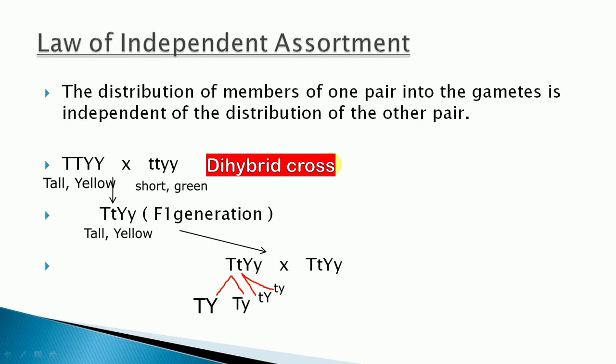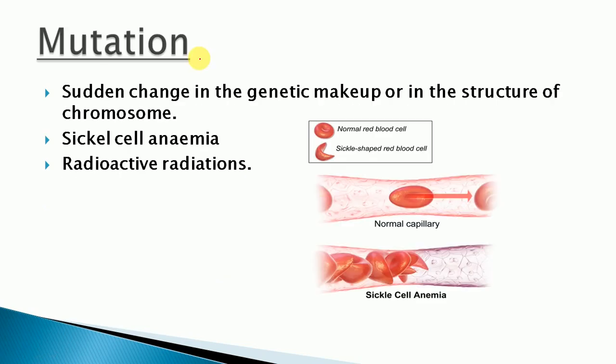So these were Mendel's laws. Now the last thing which we need to know about this chapter is mutation. Mutation is a sudden change in the genetic makeup or in the structure of chromosomes. We have already studied the structure of DNA in the cell division chapter, where we saw that DNA consists of genes. So if there is a change in that particular gene, or the gene sequence, then we refer to it as mutation. This causes many effects in the human body.